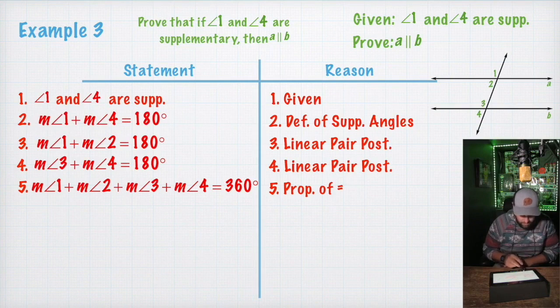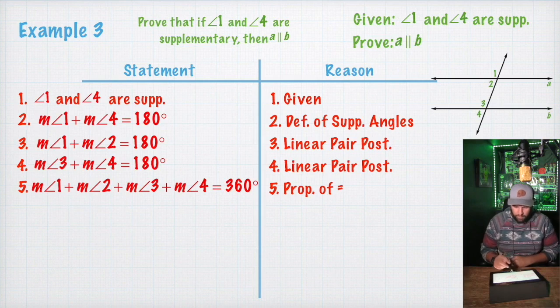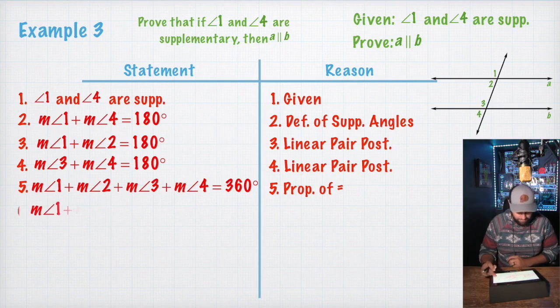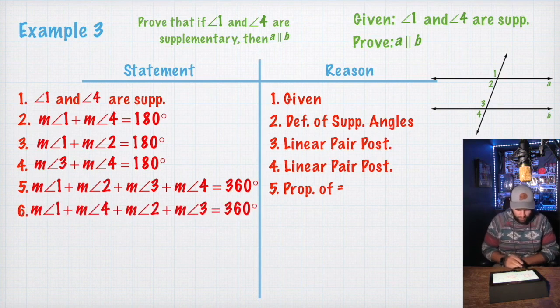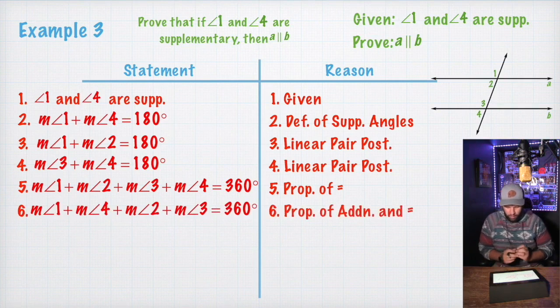So what we're actually going to do is rearrange these. Are you ready? Rearrange them. So the measure of angle 1 plus the measure of angle 4 equals 360. And that's actually the property of addition and equality.